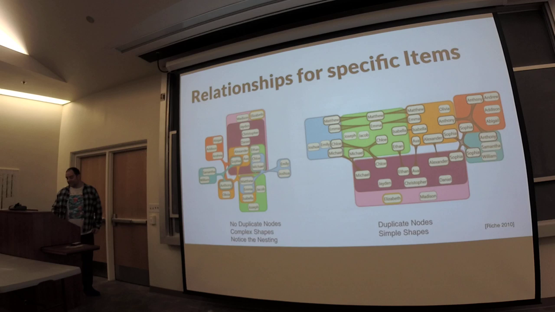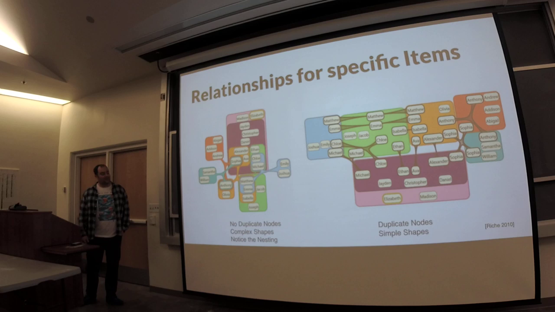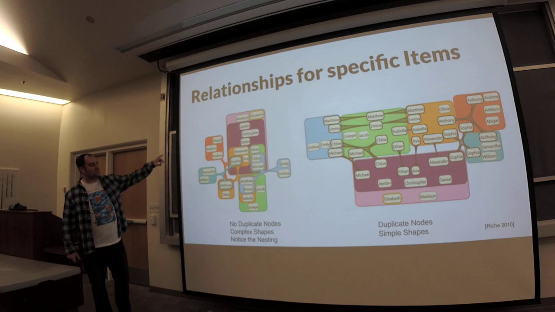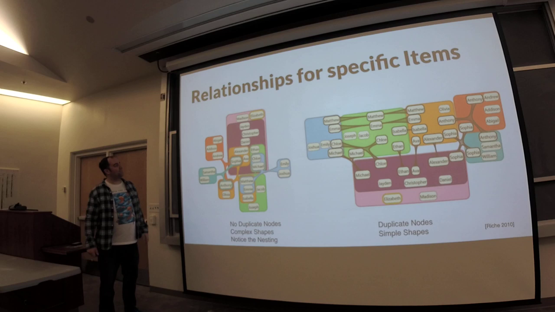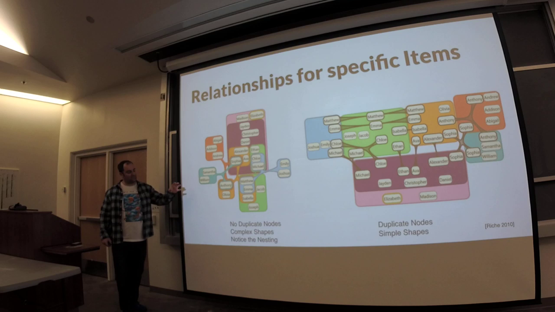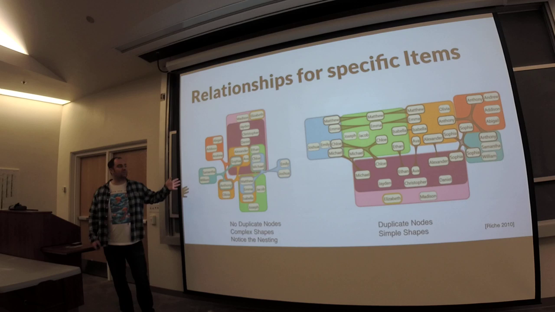You can also show the relationship for specific items. This is from a paper called Untangling Euler Diagrams by Nathalie Riche. There are 2 different designs here. In this one case, think about these as people that know each other. They are connected in one set. And so Abigail, Addison, and Andrew know each other, but they also know Sophia, and they also know Anthony, right? And so you get these nested levels here, and that tends to get complicated, but it's possible. And here's an alternative.